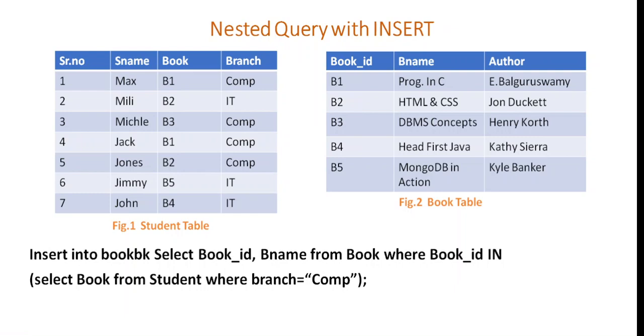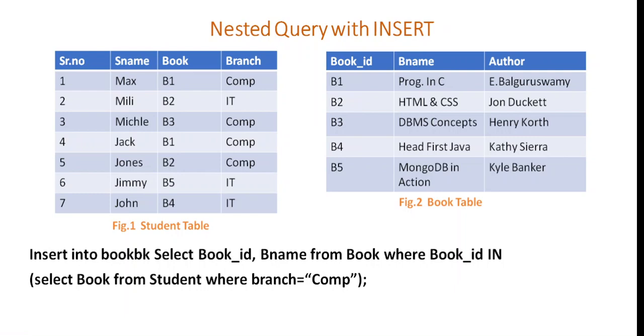So from the student table we'll get the output B1, B3 and B2. Only these three books are issued by computer department students. Okay, so we have got this output B1, B2, B3. This is the same query that we studied in the previous example. But now we are fetching that data and we are creating a new table. We are inserting data into the new table. So it will give me the output for this inner query, B1, B2, B3.